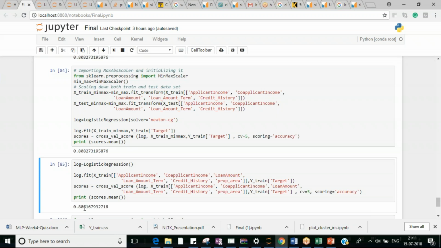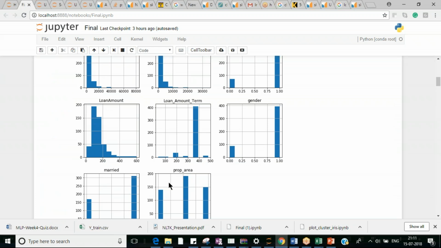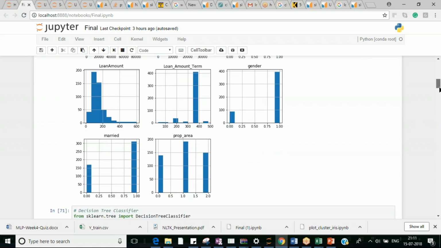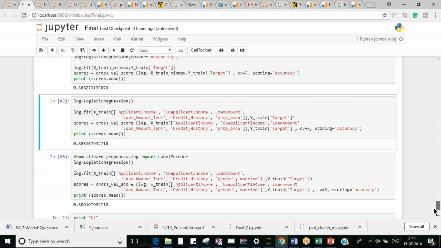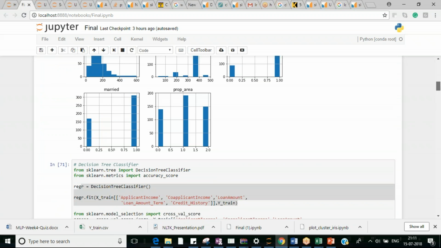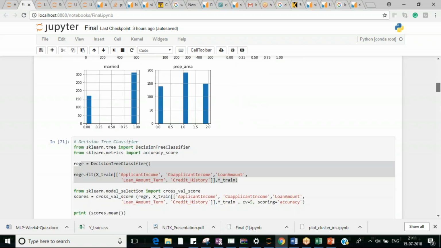So that's what I'm saying. It's not mandatory that this distribution gives you the right picture, but it gives you a fair bit of idea. And if you do a conditional distribution, then it will always give you the best idea. Let's say you see the prop area distribution in yes, and the prop area distribution in no, and then compare, then it will make sense.